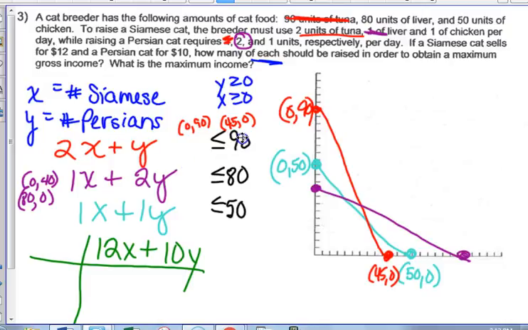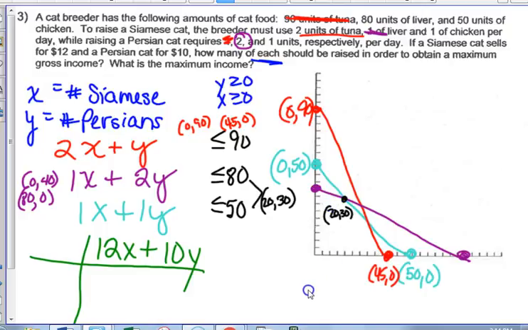So no, we need to find the intersection between these two, and between those two, and then decide if they're all in the shaded area or not. There's actually one point of intersection we don't even need to find, but guys, help me subtract this. If I did 1 minus 1, I'd have 0x. 2 minus 1 would be 1y. 80 minus 50 would be 30. So those two intersect with a y of 30. And down here it says x plus y is 50, so the x would be 20. So the purple and blue right here is 20, 30.